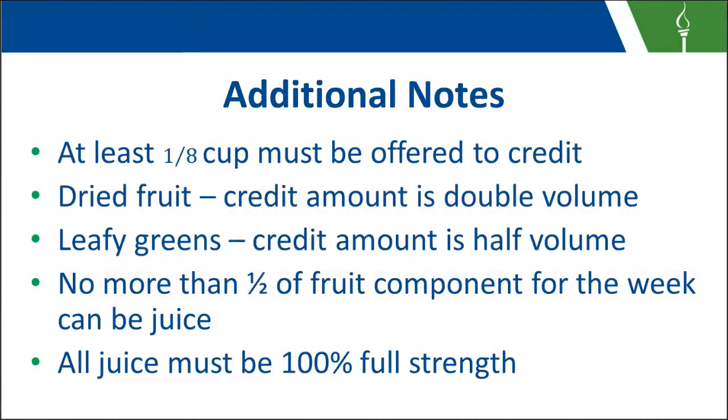Some additional things to keep in mind when it comes to the National School Lunch and School Breakfast program: you need to serve at least an 1/8 cup of any of your fruit or vegetable requirement in order for it to be credited towards that component requirement. When you're serving dried fruit, it is going to credit for double the amount served. So if you're serving a 1/4 cup of raisins, it's going to credit a half a cup of fruit towards your meal pattern requirement. For leafy greens, it's going to be just the opposite. If you have a 1 cup serving, it's going to credit as a half a cup of your leafy green vegetable.